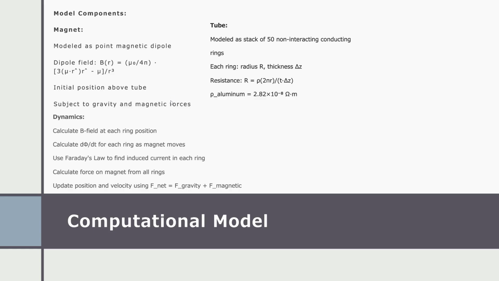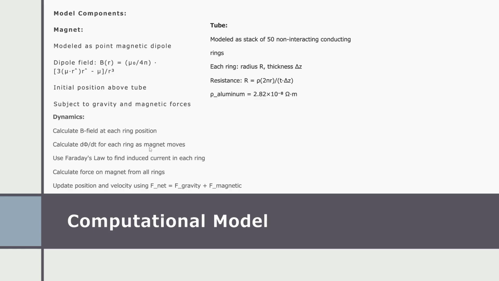And then for the computational model, for the components, we had to create a magnet component, tube component, and then we also had to account for some dynamics as well. This was the dipole field formula that we used. And we used the initial position as above the tube. And then we modeled the tube as a stack of 50 non-interacting conducting rings, each with radius capital R and thickness delta Z.